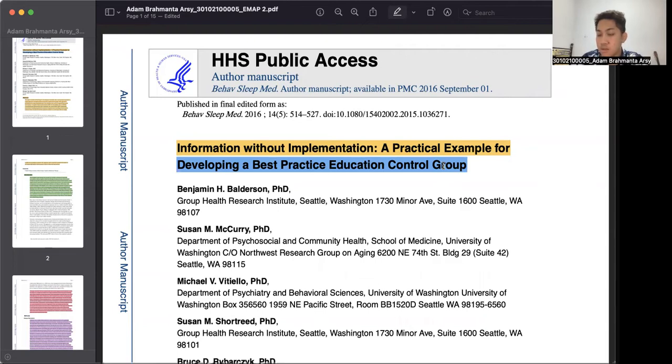This is my form about my RCT journal that I found on the PubMed website, and I will present it for the test. It's from WHS Public Access. The title is "Informations Without Implementations: a practical example for developing a best practice education control group."